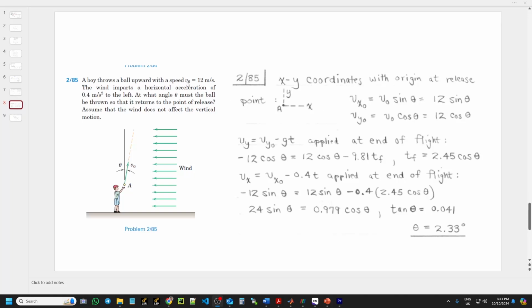So v0, the magnitude is 12. It will be 12 sine theta. vy0 is 12 cos theta. 0 means at t equal to 0.